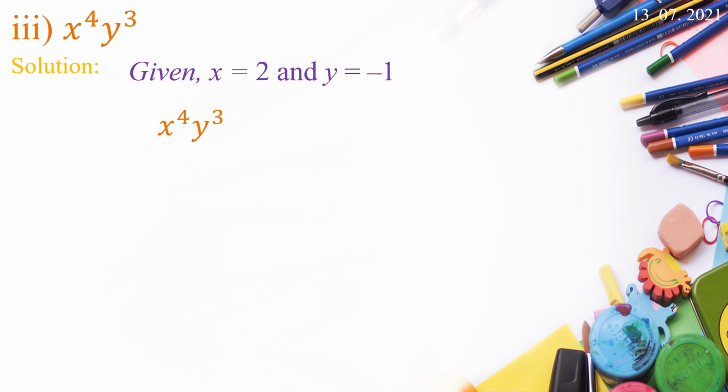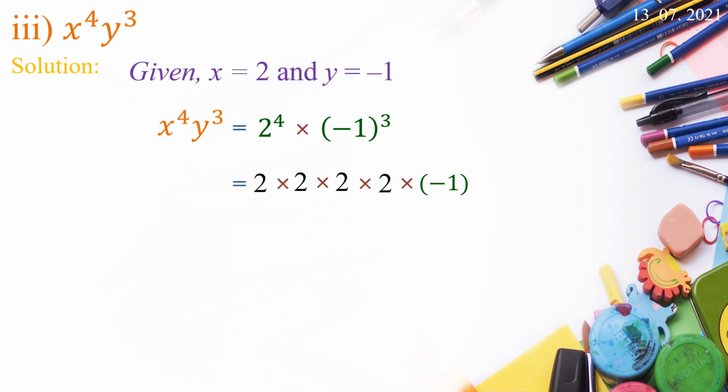Third sum, x^4 y^3. Let us find the solution. Given that x equal to 2 and y equal to minus 1. Let us substitute the values in the place of x and y. On substituting, we get 2^4 times (-1)^3. On expanding, we get 2 into 2 into 2 into 2. On expanding (-1)^3, we get minus 1 into minus 1 into minus 1.